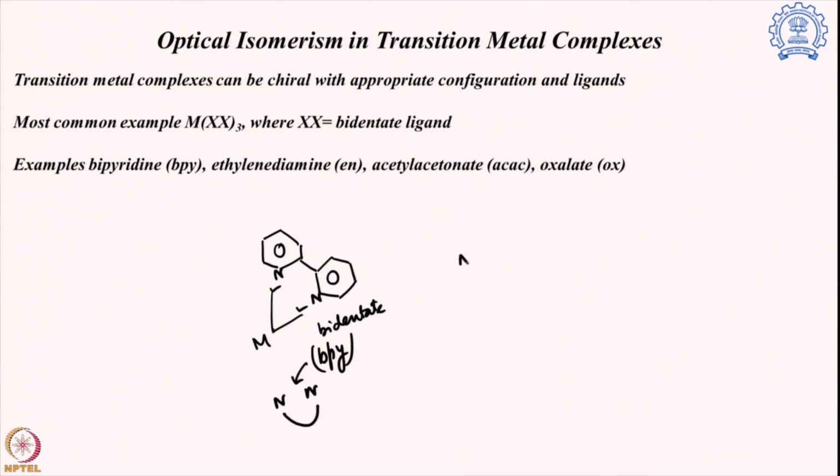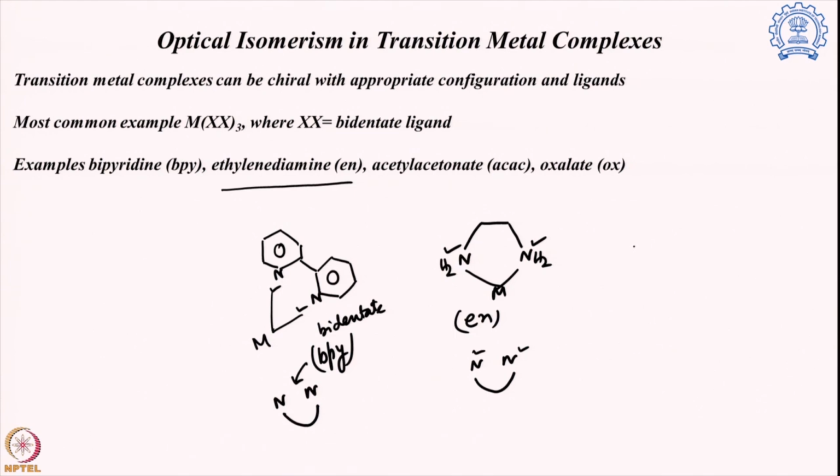Then comes ethylenediamine, which is nothing but 2 amine groups connected with ethylene. This can also bind a metal, and it is again a bidentate ligand. Its short form is en, as shown there, and we generally also show the 2 nitrogens binding in a connected form. So it is another bidentate ligand.